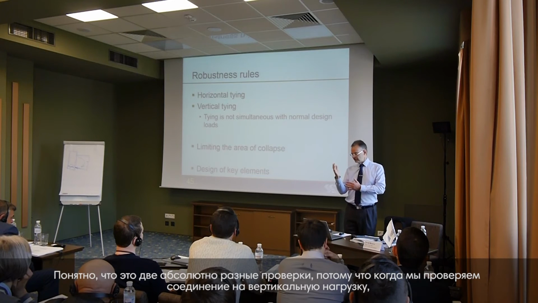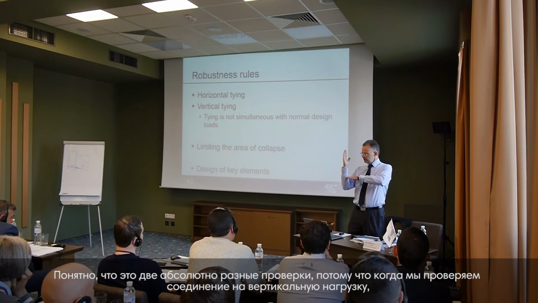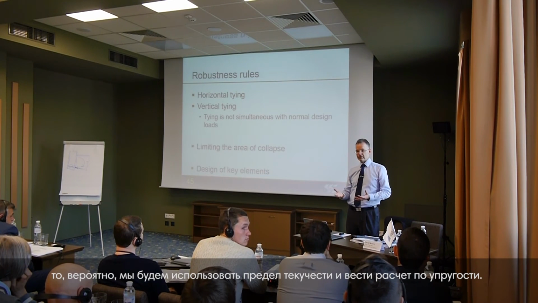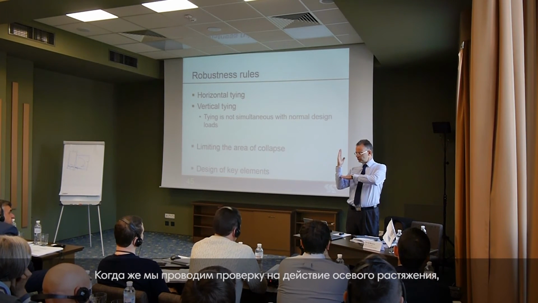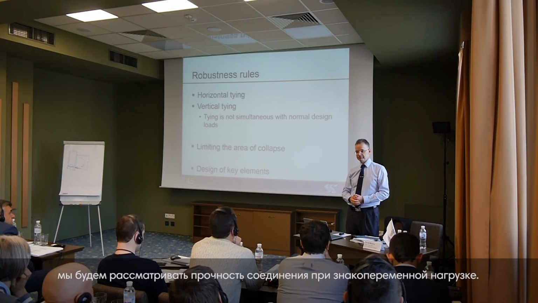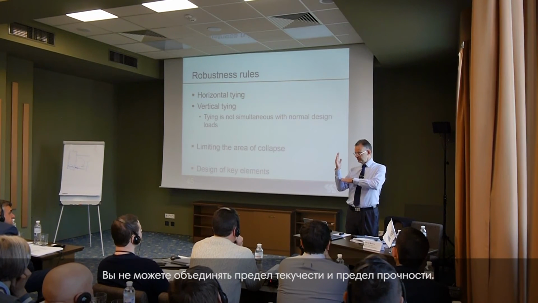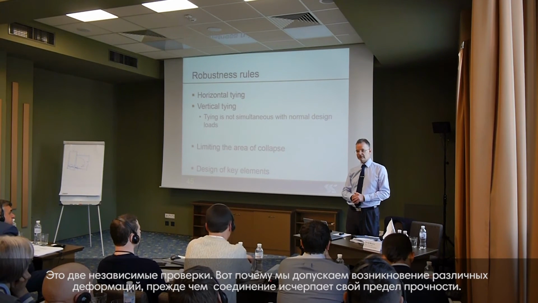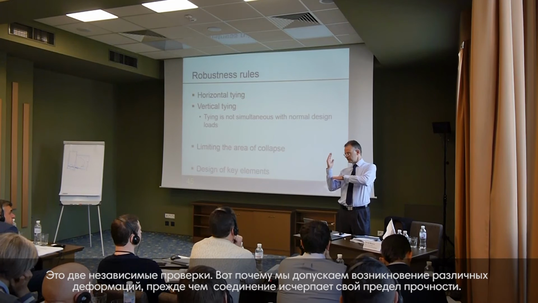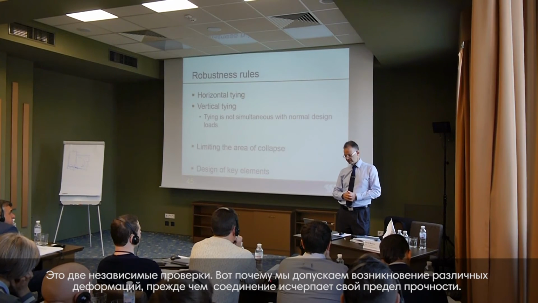It's clear that those are independent checks because when we verify a connection for the vertical load, then perhaps we will be using the yield strength. We are carrying out an elastic check. When we check the connection for the tying force, we will be using the ultimate strength. You cannot combine yield strength and ultimate strength at the same time. They are independent checks. Because we are using the ultimate strength, of course, that's why we expect some permanent deformation to take place. Before we reach ultimate, there will be a lot of movement.